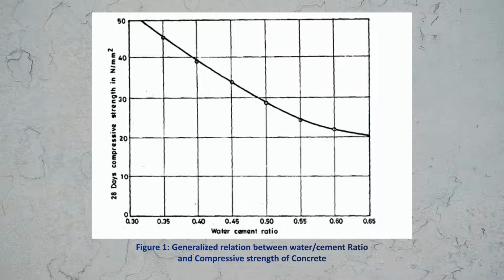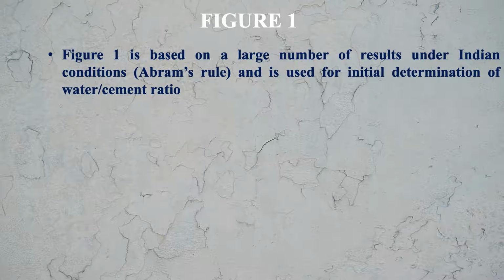This is figure 1, which shows the generalized relationship between water cement ratio and compressive strength of the concrete. Depending upon our target mean strength, the water cement ratio may be taken from this graph. Figure 1 is based on a large number of results under Indian conditions depending upon Abraham's rule and is used for initial determination of water cement ratio.